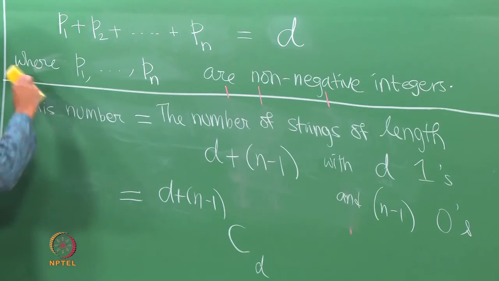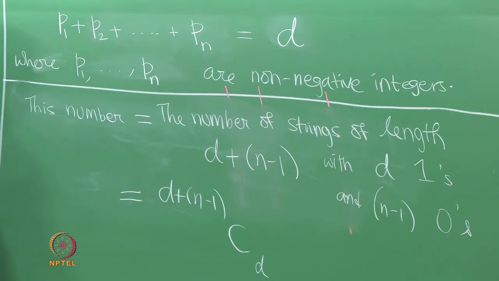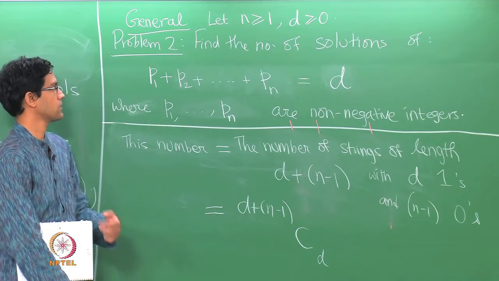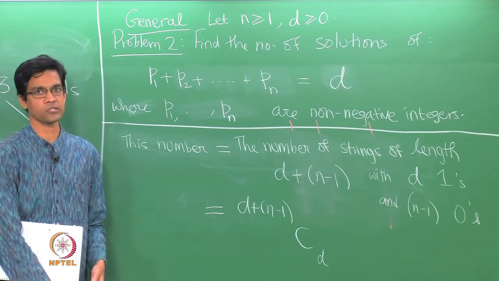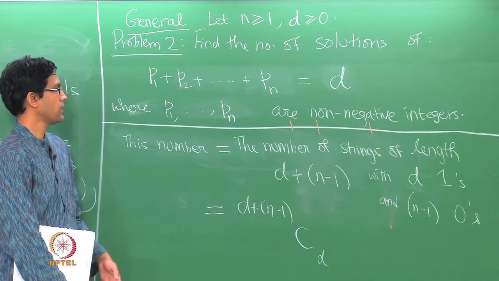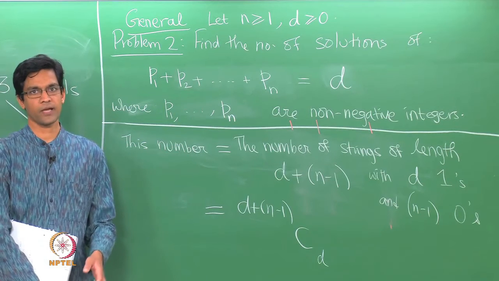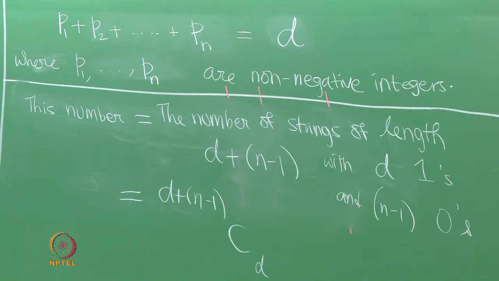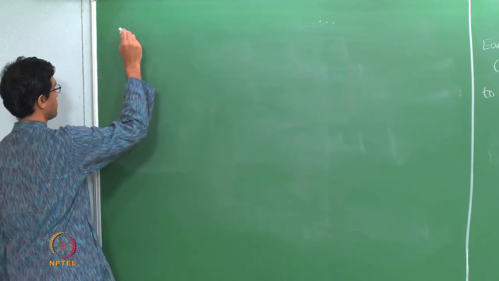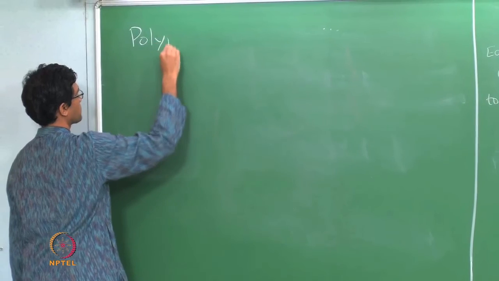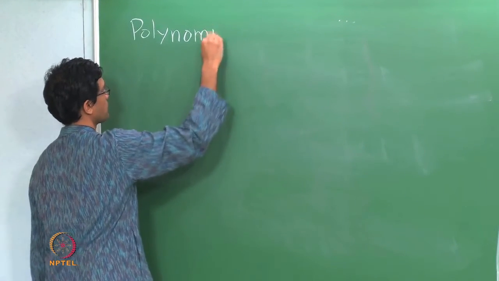So, of course the same thing can be phrased in terms of balls. For instance, there are balls of n colors and you have a very large number of balls of each color, and this problem is just another way of saying in how many different ways can I pick d balls from such a box. Now let us look at another problem, going back to something that we have talked about right in the beginning.